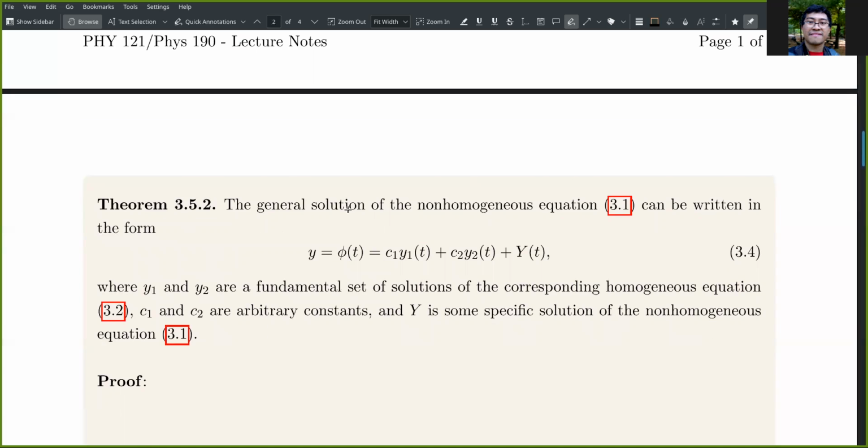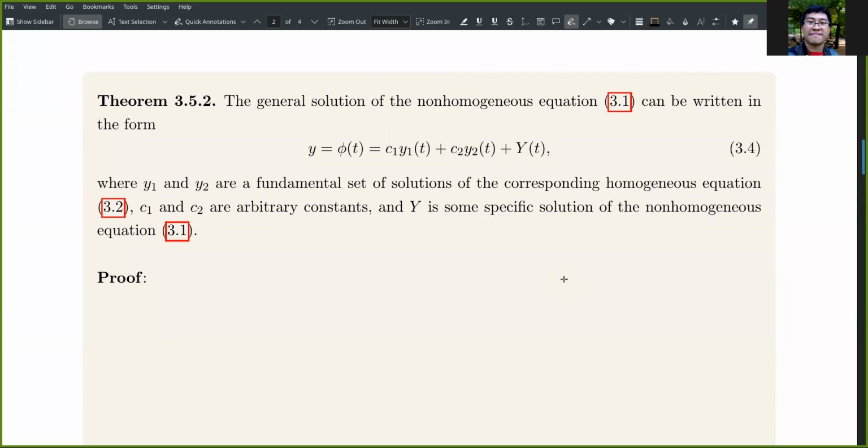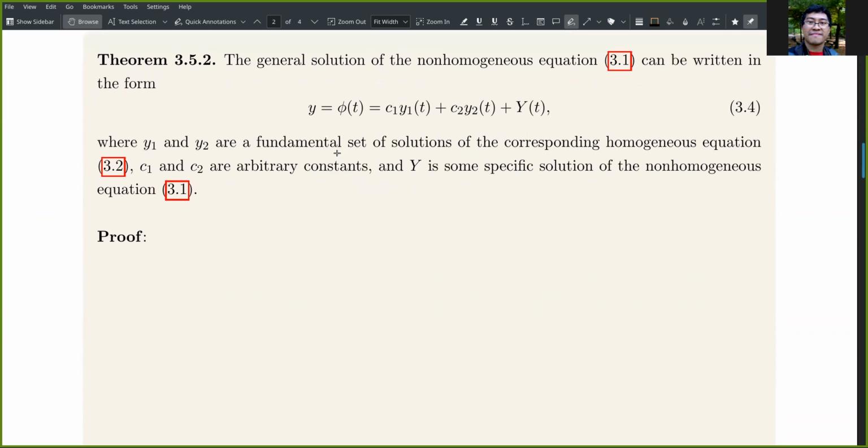Now let's consider the general solution of the non-homogeneous equation. We can write the general solution as this, where y1 and y2 are a fundamental set of solutions of the homogeneous equation, c1 and c2 are arbitrary constants, and Y is a specific solution of the non-homogeneous equation 3.1. So given a particular solution plus a linear combination of the fundamental set of solutions, that gives us the general solution.